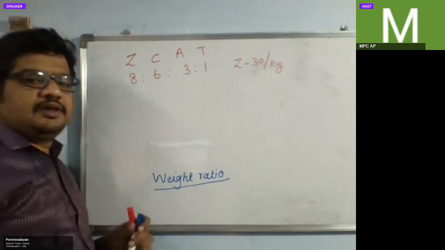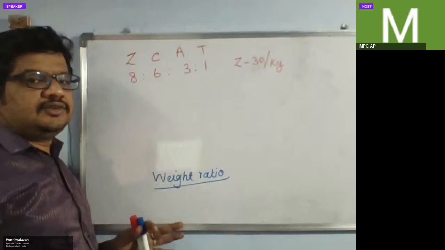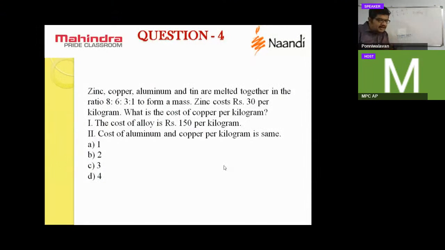Okay, what is the first clue? The cost of the alloy is rupees 150 per kilogram. Second, the cost of aluminium and copper is the same per kilogram. All are saying per kilogram.